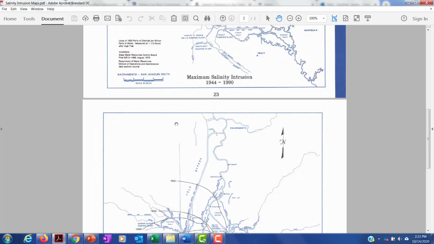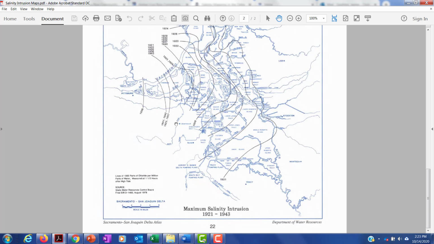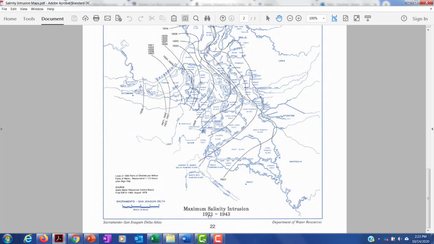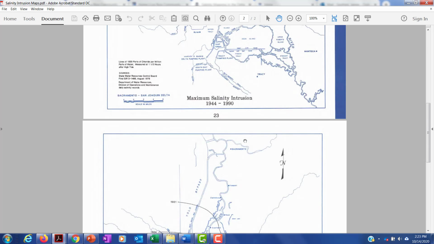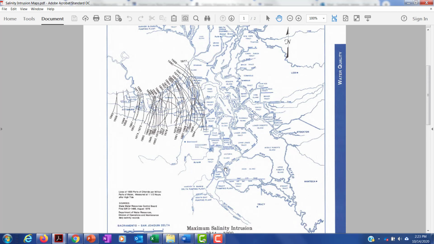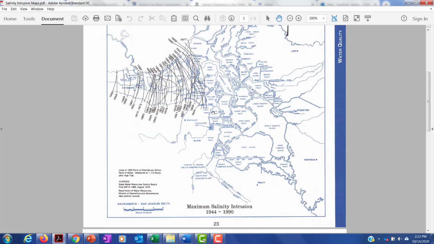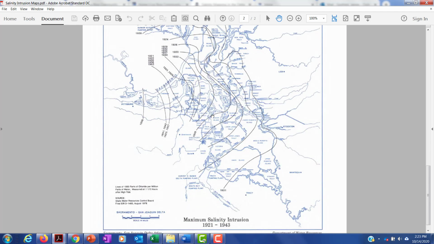What this 2-page little mini article does is compare the maximum salinity intrusion that occurred in olden days between 1921 and 1943 to more current times, 1944 to 1990. The point here is that when we built the Shasta Dam and the Central Valley Project, it allowed us to trap fresh water and in the summertime release that fresh water and push the saline water out to prevent it from intruding. So here's before the Central Valley Project.